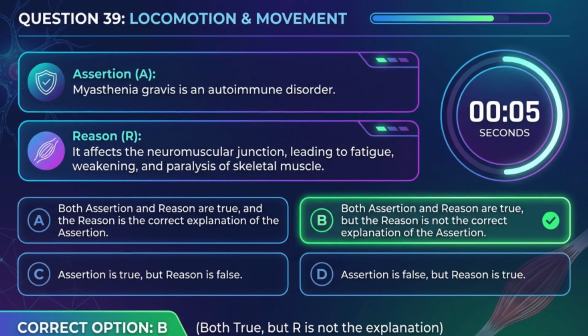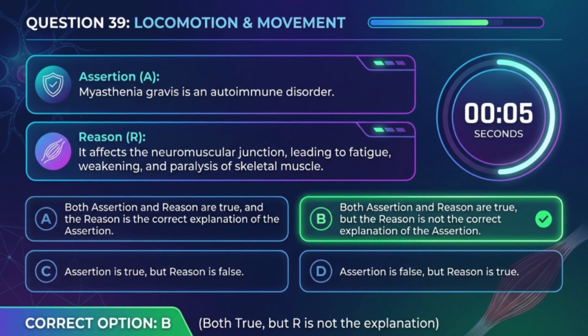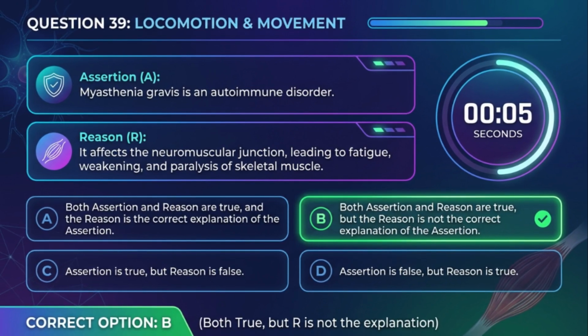Option is... Question 39. Locomotion and movement. Assertion A. Myasthenia gravis is an autoimmune disorder. Reason R. It affects the neuromuscular junction, leading to fatigue, weakening, and paralysis of skeletal muscle. 3, 2, 1.